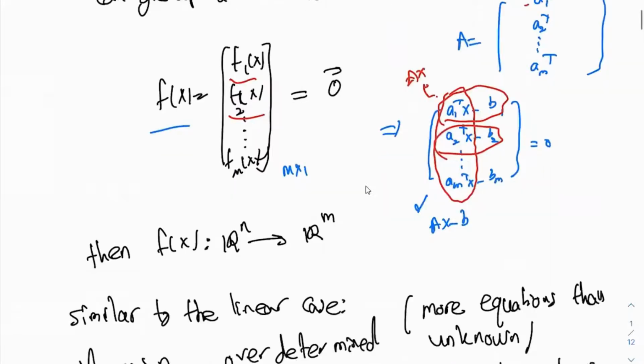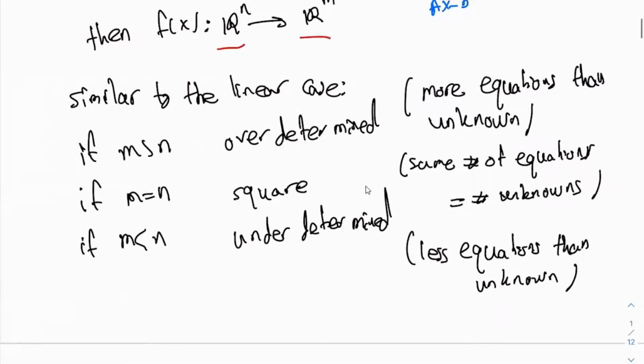Now this function f of x is from R^n, because x is n-dimensional, to R^m, right? Because we have a number for each of these. We have m of these numbers, right? So it's very important to get the concept, right? So f of x is from R^n to R^m, okay? Good.